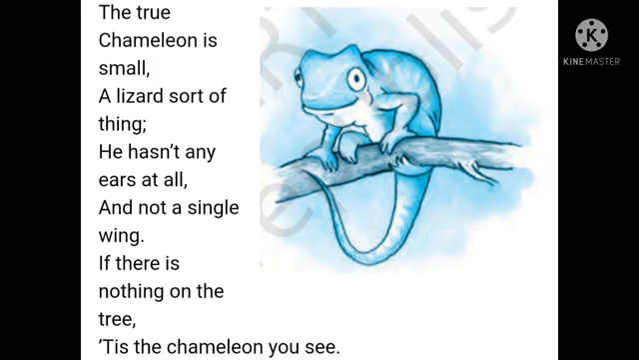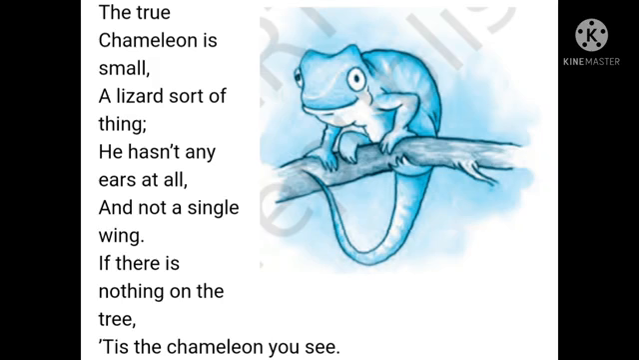You might be thinking, why do lizards not have wings? And why is the poet saying this? But this is the comic element. This is the funny element in this poem. Okay? The poet is purposefully making some mistakes.